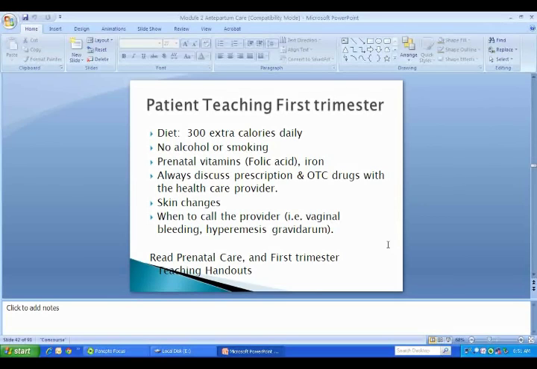At the website that this course is, please make sure you print off the prenatal care handouts that are there. It's 2 sheets showing exactly at what weeks all our fetal assessment tests are done, and also your first trimester teaching handouts that reviews everything that should be reviewed with the woman.